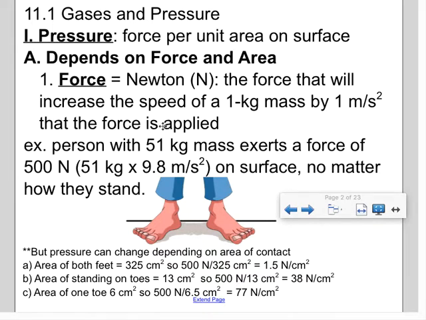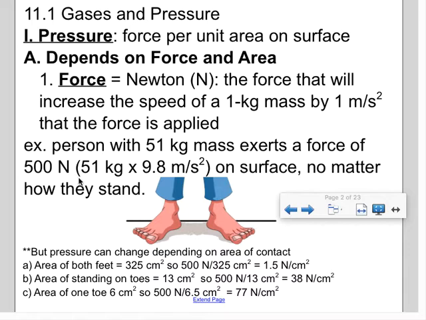And so it's going to be a little bit of physical science 9 review, depending on who your teacher was. But force, the unit for force is a Newton. And so that by definition is just the force that will increase the speed of a 1 kilogram mass by 1 meter per second squared. So for example, if a person weighs 51 kilograms, they're going to exert a force of 500 newtons on a surface with their feet, no matter how they stand.